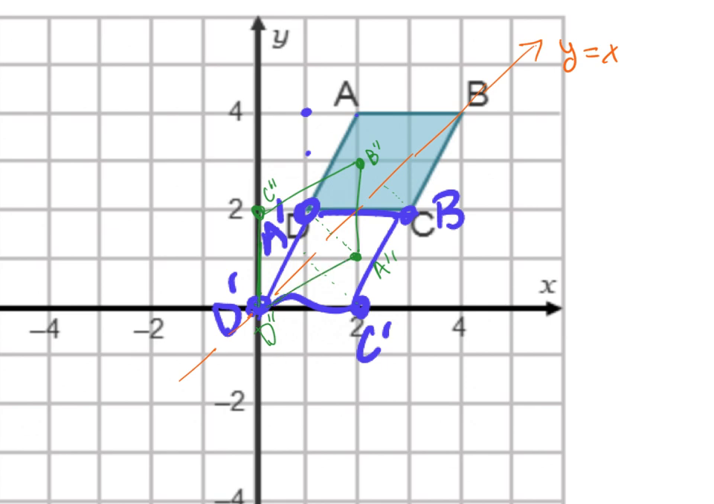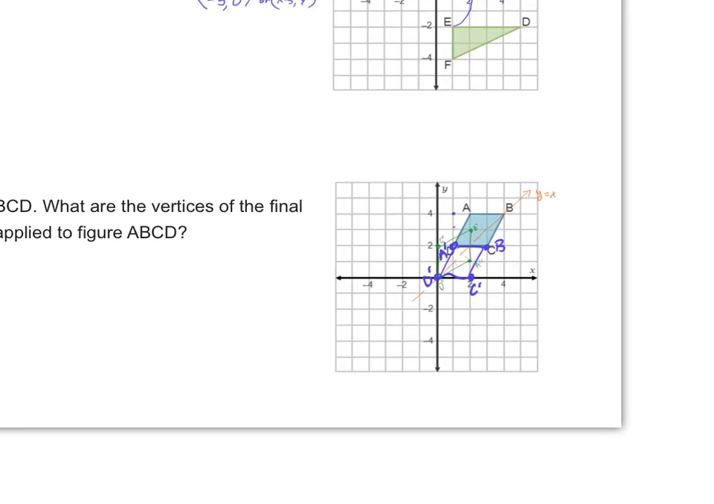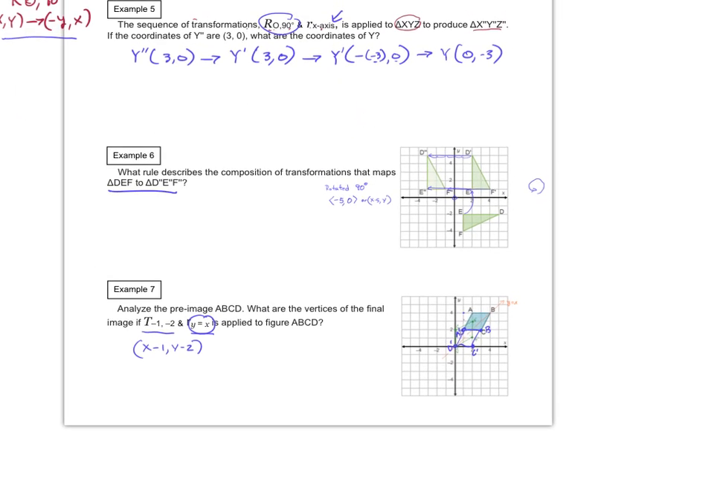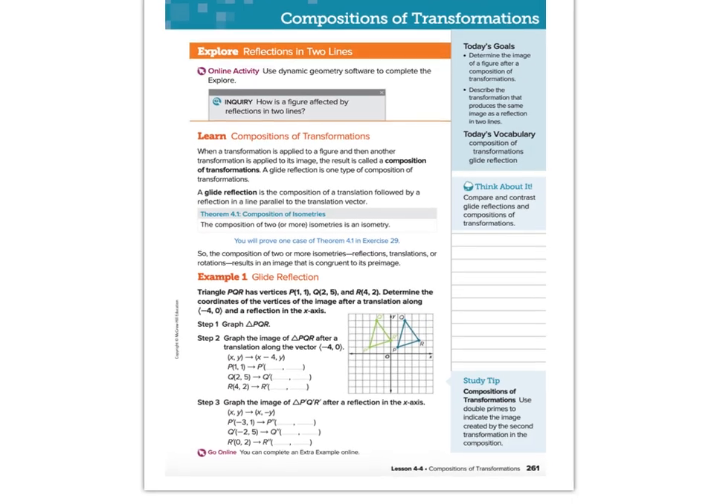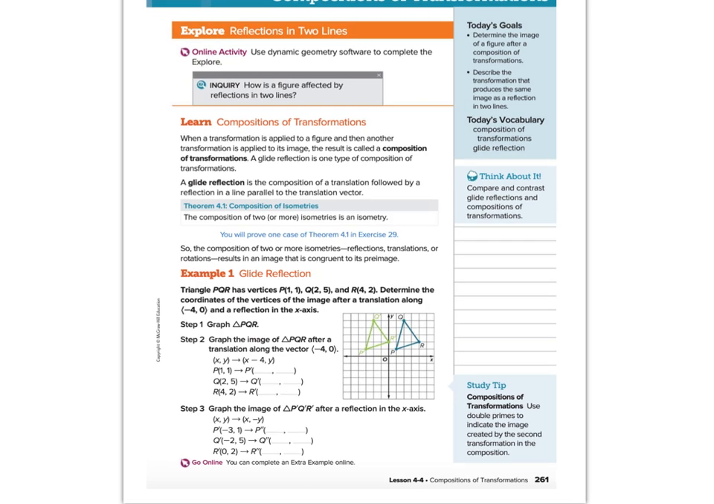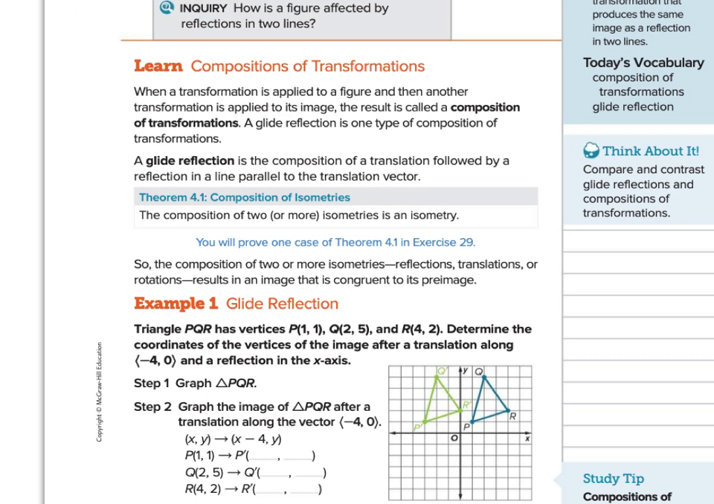When you start seeing a bunch of stuff on top of each other, it becomes a little bit more difficult, but using different colors helps. So with that, there you go. There's looking at those compositions. Continuing on, let's see here. Did we miss anything? Glide reflection composition is a translation followed by a reflection in a line parallel to the translation vector. Okay. We'll get a couple examples of that.